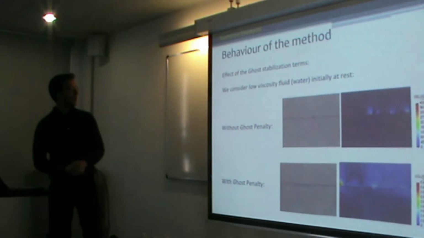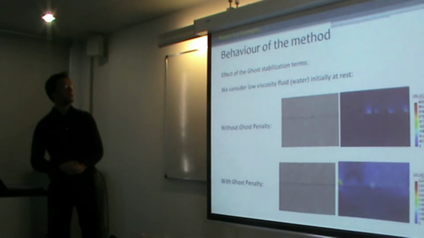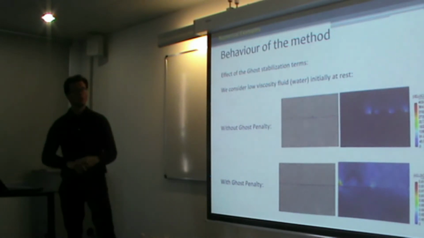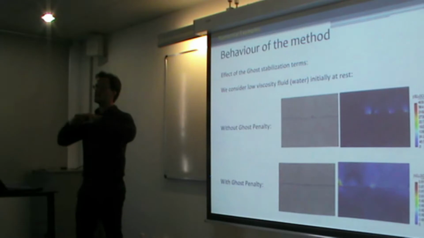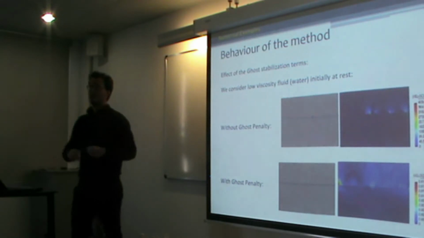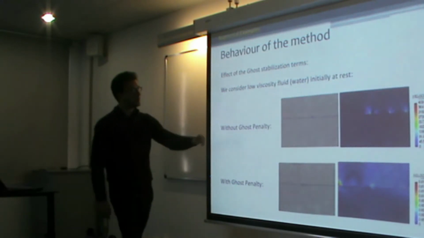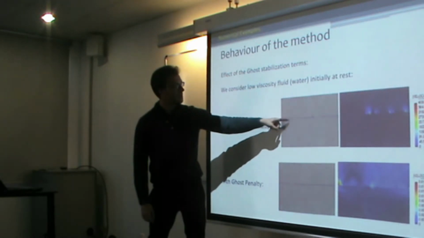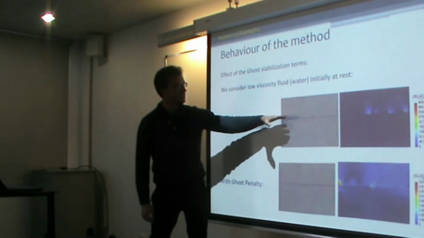So here I am testing the effect of the Gauss stabilization terms, the Gauss penalty method. This is the method that we use in order to stabilize the ill-conditioned cuts, and it is basically adding some terms which are penalizing the gradient jumps between elements in the interface.